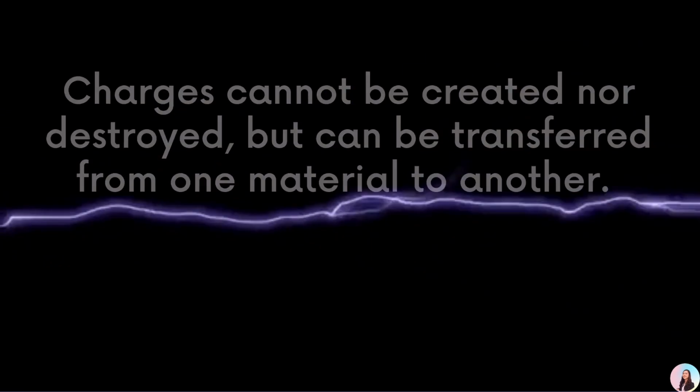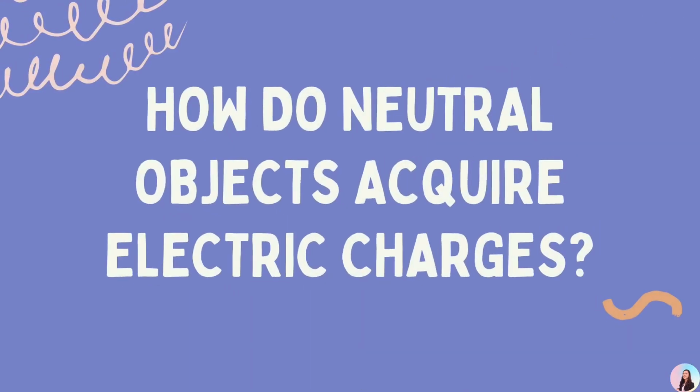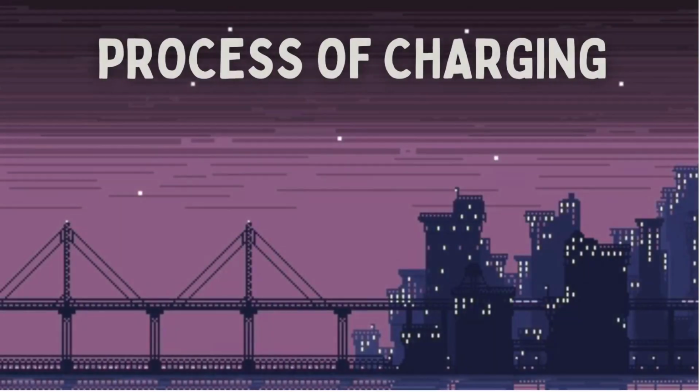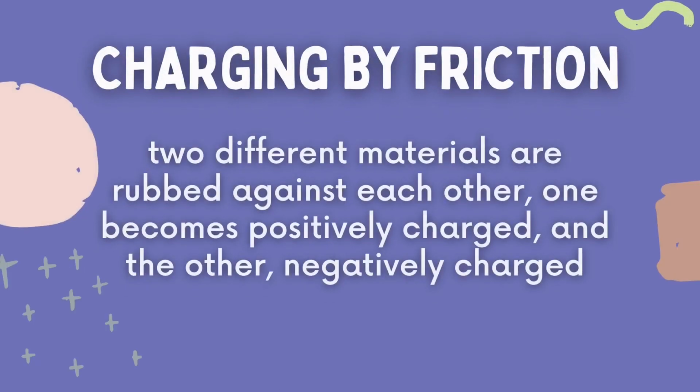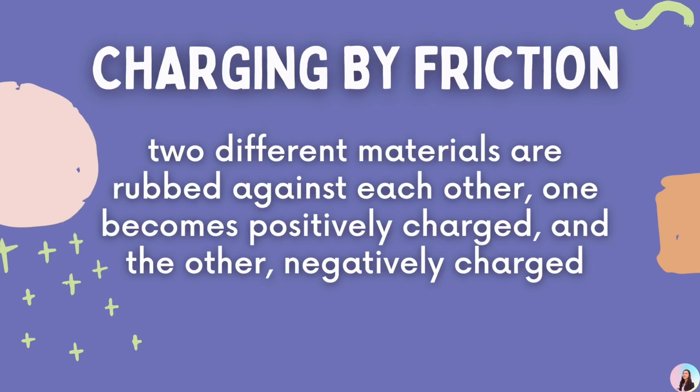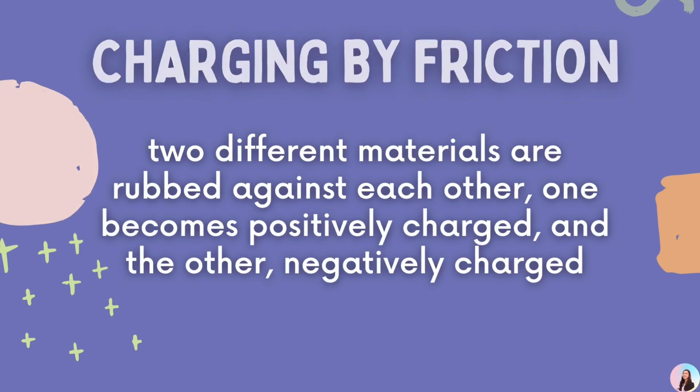But how do neutral objects acquire electric charges? Neutral objects means that it has no charge. We have three processes of charging. First is charging by friction. It happens when two different materials are rubbed against each other. One becomes positively charged and the other negatively charged.